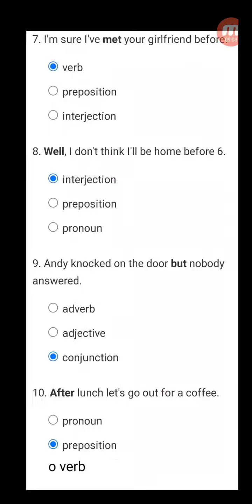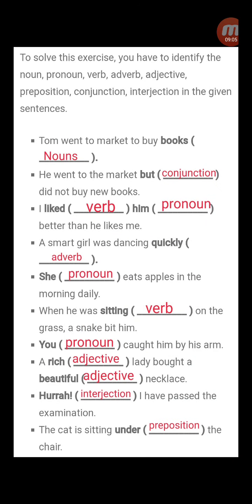Now, there is another exercise. You may be given a blank or a bracket in which you have to write what the dark word stands for, as in the part of speech. Tom went to the market to buy books. So it's a noun. So I have already given you the answers.